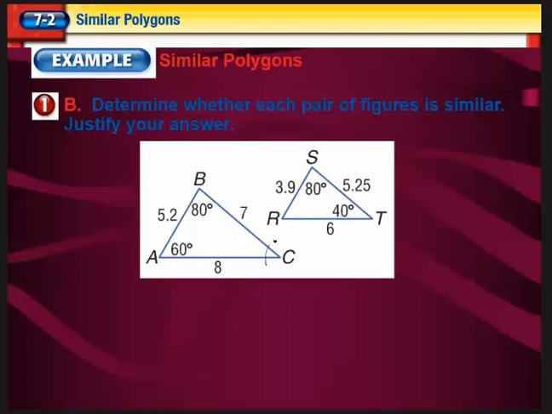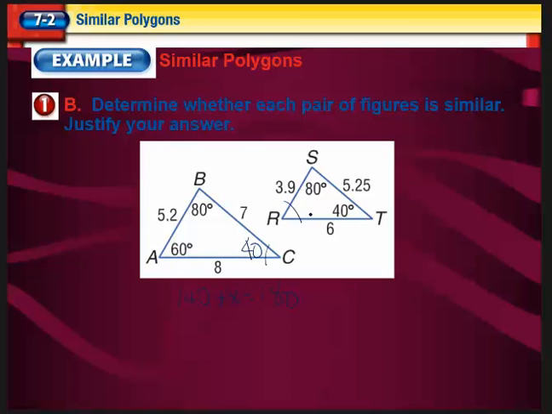How am I going to find this missing angle in my triangle? What is the sum of all three of these angles? Hopefully you said 180. Well, right now I have 80 and 60 is 140. So what is my other angle if I need them to add up to 180? That other angle is 40 degrees. Now look, they match.